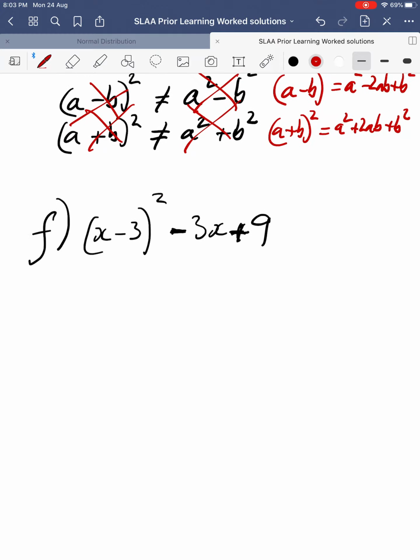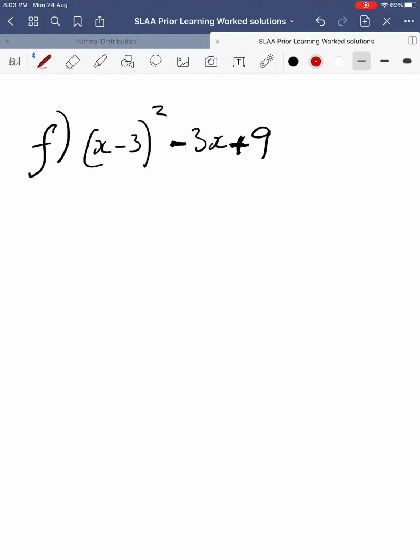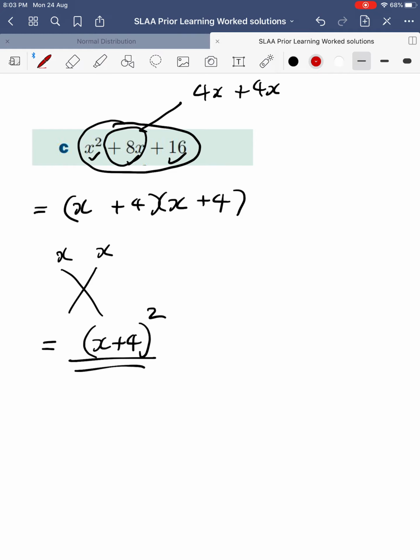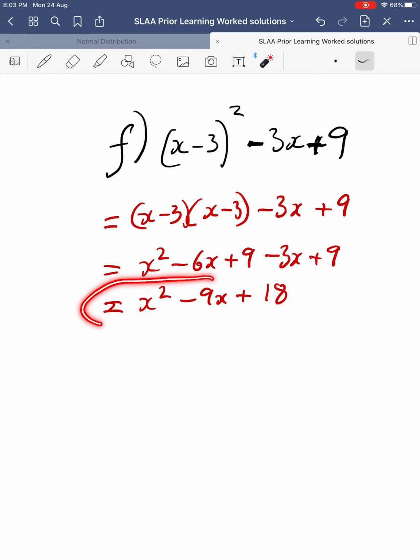Okay. Now the final one down here, we discussed this in class and we said, well, one valid way would be to expand first. Okay, so when we expand, that would be x squared minus 3x minus 6x plus 9 minus 3x plus 9. Collect like terms. And now we're kind of back to factorising a quadratic, similar to this one. And so you're just going to choose your method for factorising a quadratic.